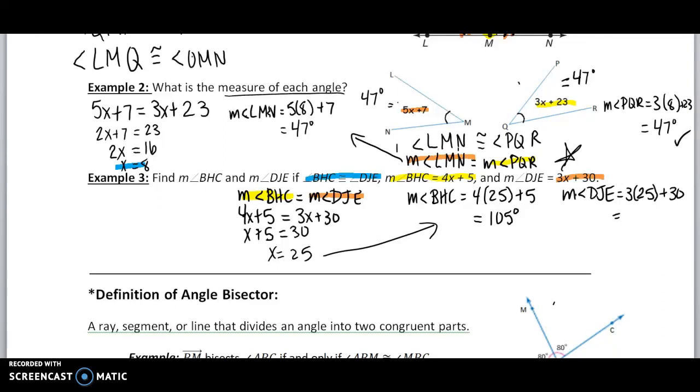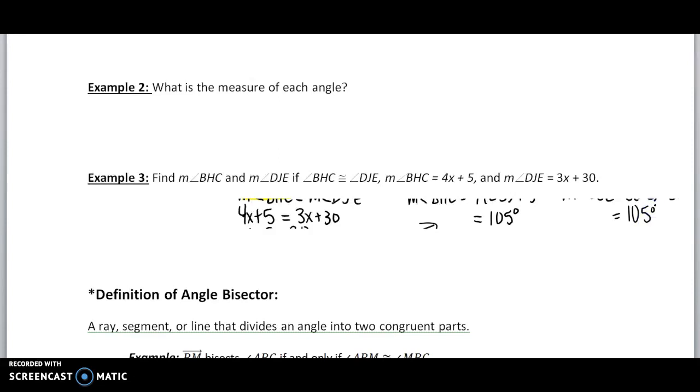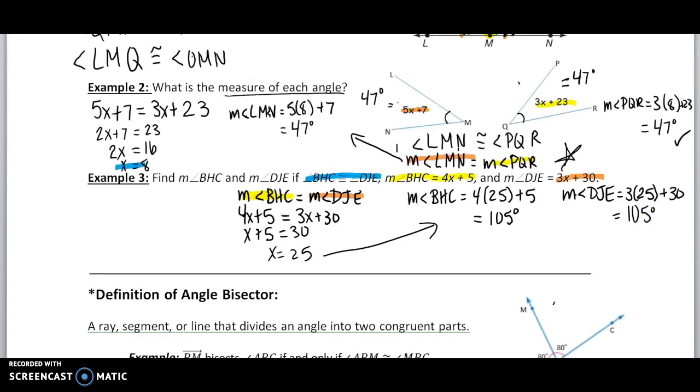Sorry about the ending to the last one. We were taking 3 times 25 and then adding 30, and that is also 105 degrees. So we see that, yes, the two angles are congruent because their measures are equal, and we just showed that. Cool. So that's the definition of congruent angles.